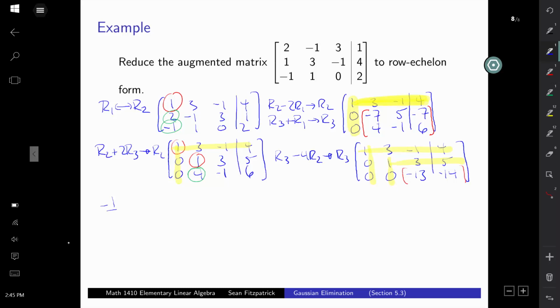So I do -1 over 13, row 3. That's my new row 3. 1, 3, -1, 4, 0, 1, 3, 5, 0, 0, 1, 14 over 13. And we're done. That's in row echelon form. We could, if we wanted to, continue on to reduced row echelon form from here, but that's a topic for the next video.